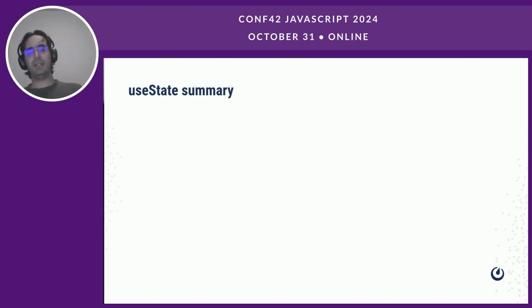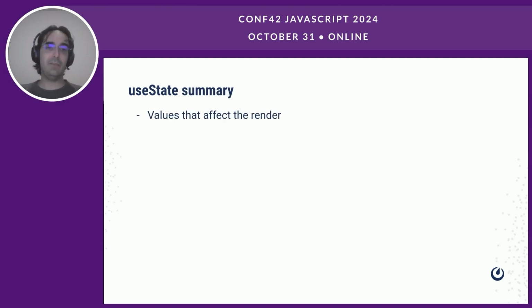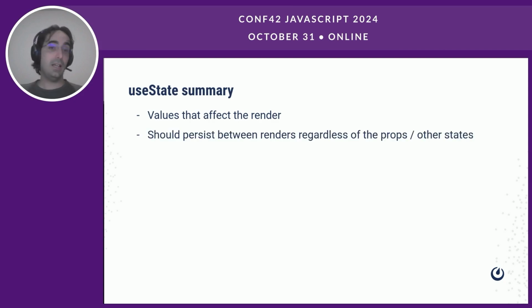So let's make a summary. For useState, any value that affects the render. And of course, that should persist between renders regardless of the props or other states. For example, the input values, the value in an input field, in a text field. Another thing that we can use are references, which are for component references.